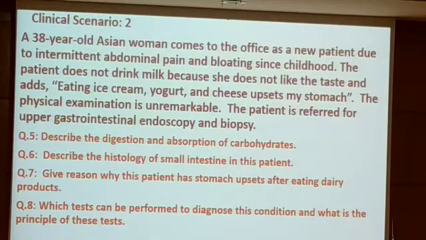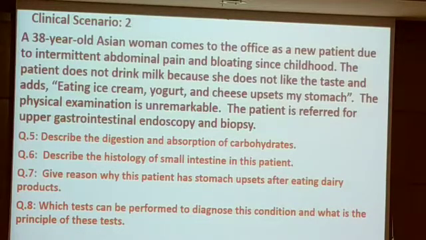Group number 3. Can you read the scenario for us, please? A 38-year-old Asian woman comes to the office as a new patient due to intermittent abdominal pain and bloating since childhood. The patient does not drink milk because she does not like the taste, and adds eating ice cream, yogurt, and cheese upsets her stomach. The physical examination is unremarkable. The patient is referred for upper gastrointestinal endoscopy and biopsy. Okay.